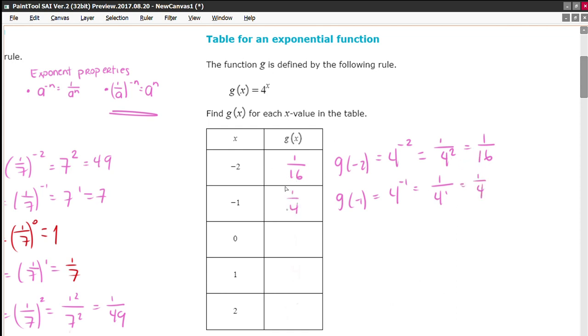And again, if I evaluate this function in 0, this is 4 to the power of 0, and as any number, this is always going to be 1. And if I evaluate this function in 1, this is going to give me the base. Lastly, if I evaluate this function in 2, it's just 4 to the power of 2, that's 16. And that's it.